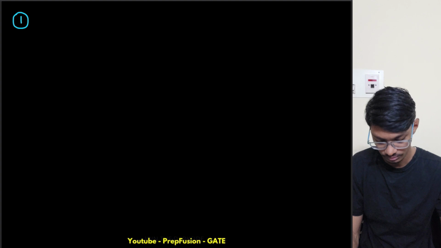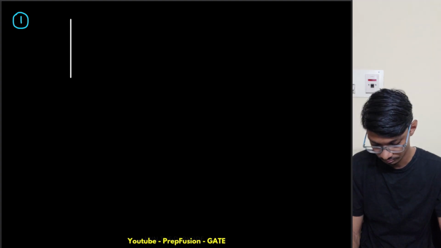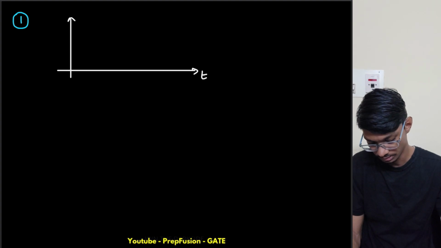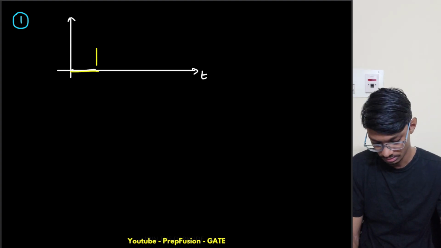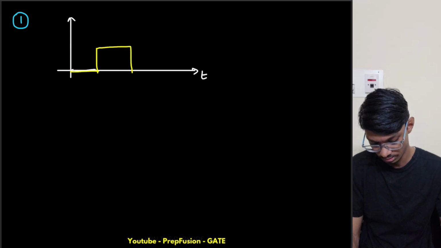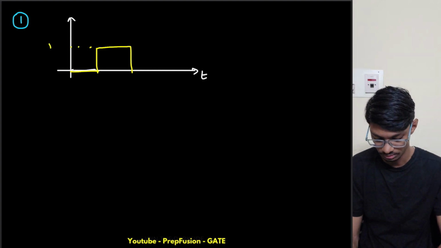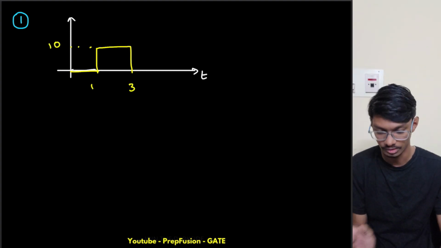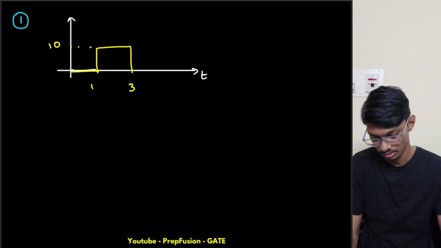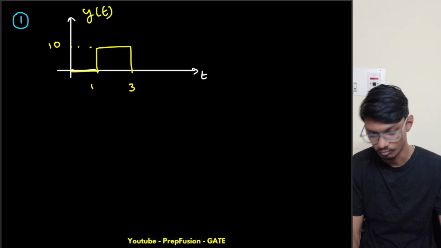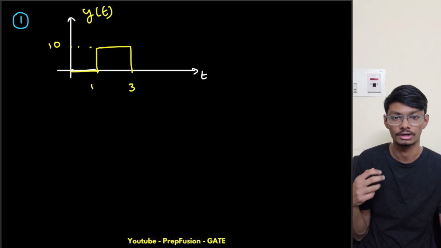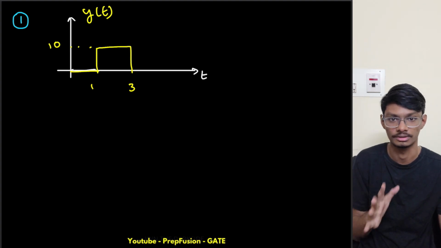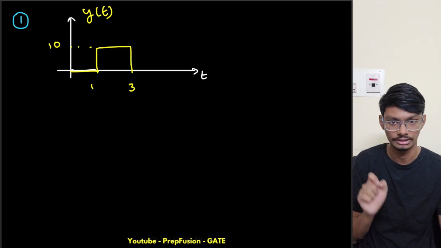We have one signal, like a pulse signal, right? So let's say it is going like this, 0 until this point, and it is equal to 10 for this part. Between 1 and 3 this is 10. This is our signal y of t. Now you need to find the Laplace transform. So pause the video and find the Laplace transform of this.